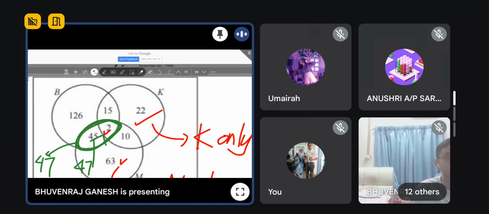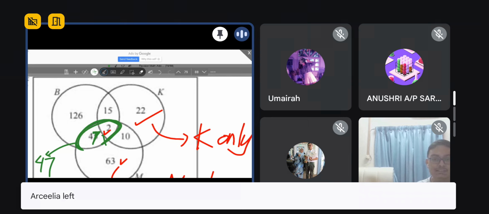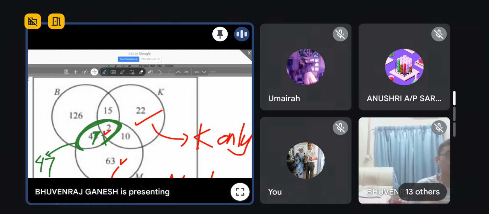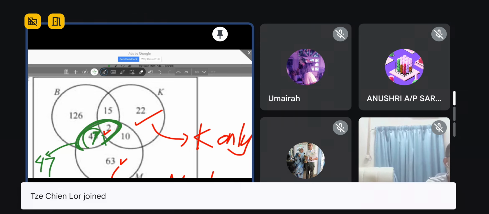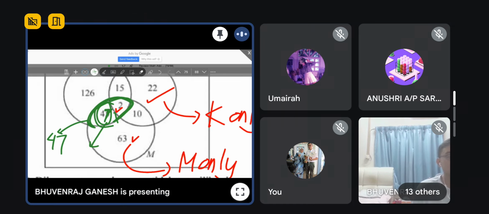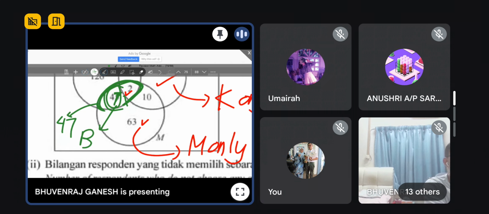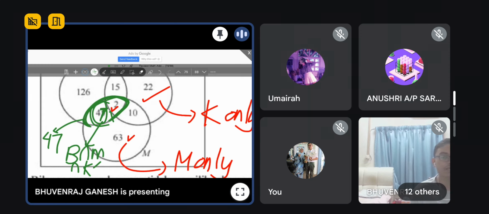Some people, they will put the 47 over here, this part. Can you all see the difference, guys? So this region, this one over here, there is a special name also. The name is B intersect M intersect K prime. Do you all understand why?